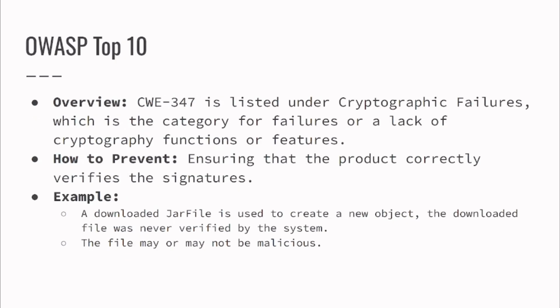CWE 347 is listed under the Cryptographic Failures section, which is the category for failures or a lack of cryptography functions or features. You can prevent this weakness by ensuring that the product correctly verifies the signatures. An example of this weakness is a downloaded jar file being used to create a new object. The downloaded file was never verified by the system for whatever reason. The file may or may not be malicious.